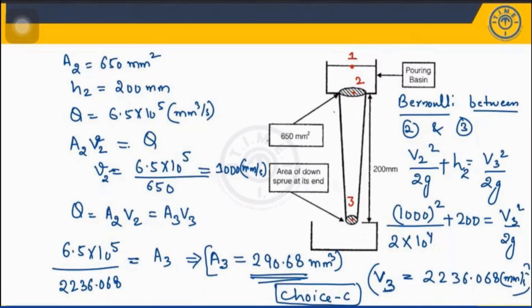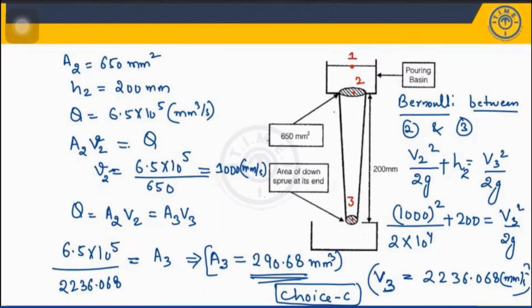Understood? Even if you have a doubt, please let me know. Otherwise, I will move to the next question. Okay, sir. Here I have to use the Bernoulli equation for knowing the unknown velocity, or the velocity of the flowing material, which is the molten metal here. Yes, the velocity at point 3.